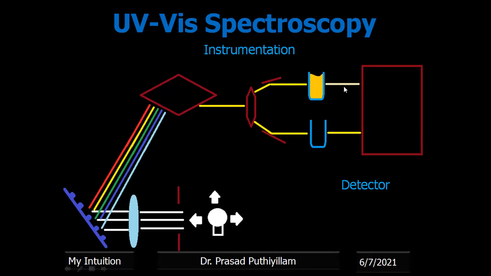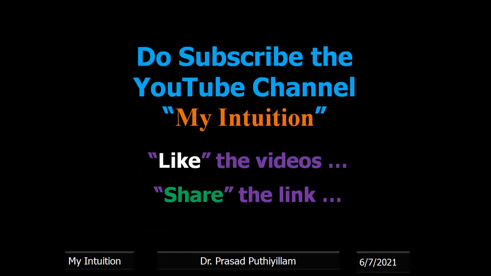Some light intensity is absorbed, and the remaining passes through and goes to the detector, whereas in the reference, the entire beam passes. Therefore, with reference to this light, we can find out how much is the transmitted light. The detector will analyze that, and we can then analyze how much light is absorbed. Based on the absorption or transmission of light, we can analyze the sample. So this is the instrumentation of UV visible spectroscopy.